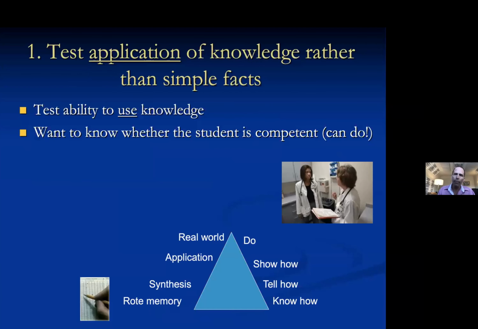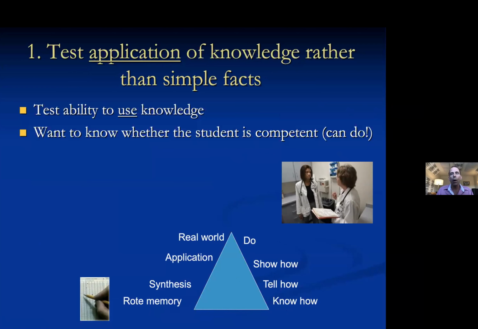I was told once that in any education talk, you have to have at least 1 or 2 pyramids. Here's one pyramid, this pyramid of competency. We talk about the bottom of the pyramid, the ability of the student to know how to do something. Moving up the pyramid, they should be able to tell how. And then up further, the show how, and then finally the do.